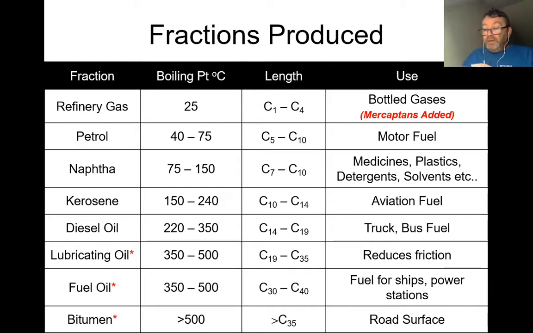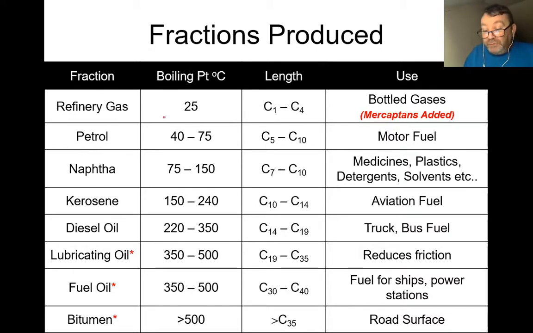Okay, so what we have at the very top are our refinery gases. Next biggest, petrol, naphtha, kerosene, diesel oil, lubricating oil, fuel oil, and then bitumen, which is the biggest molecule, doesn't vaporize, comes off the bottom as a big thick black sludge, which we throw onto the surface of the roads and allow the cars to drive over it for numerous years. It's quite resistant to wear and tear.